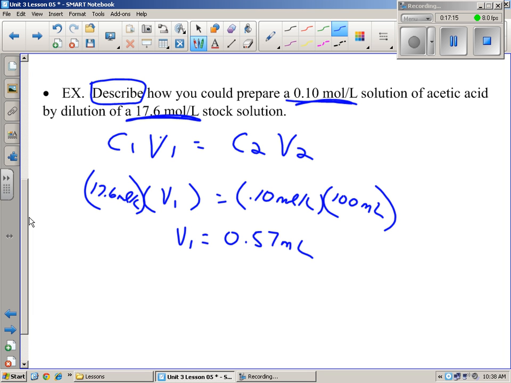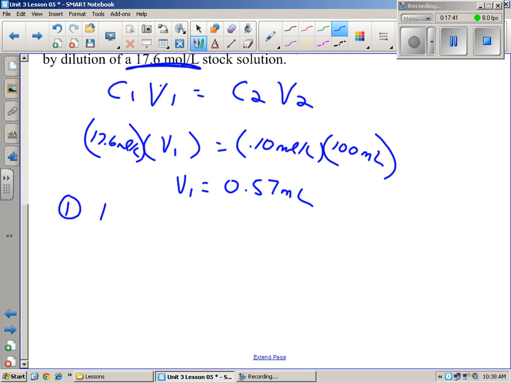It says describe. So here's where the steps are a little bit different. You're not going to weigh this out. You're not going to pour it onto the scale and weigh it out. Well, first of all, that's silly. You'd never do that. You're not going to pour it into a beaker and weigh it out. This is a solution. We don't weigh solutions. I mean, you can, but we don't. We're talking about volumes here. We need to measure that out. So how are you going to measure out 0.57 milliliters? You're going to pipette it out.